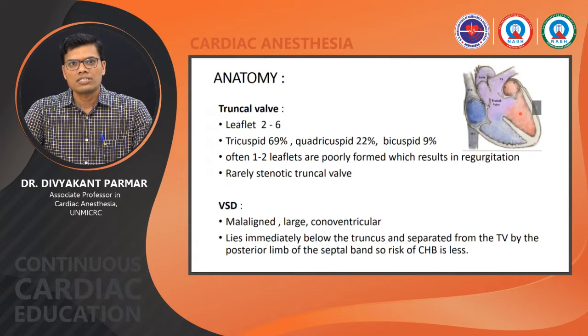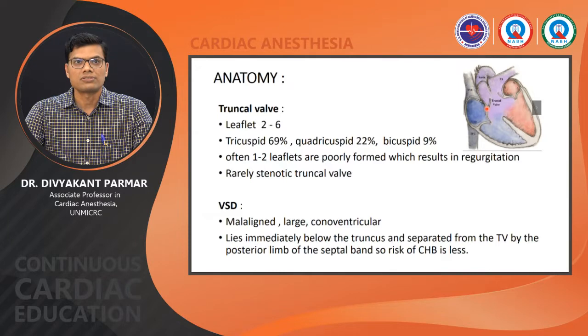Now, truncus is also associated with a VSD, or sometimes there may be an intact ventricular septum. This VSD is malaligned, large and conoventricular. It lies immediately below the truncus and is separated from the tricuspid valve by the posterior limb of the septal band. So, during closure of the VSD, the risk of complete heart block is less, around 3 to 5%.